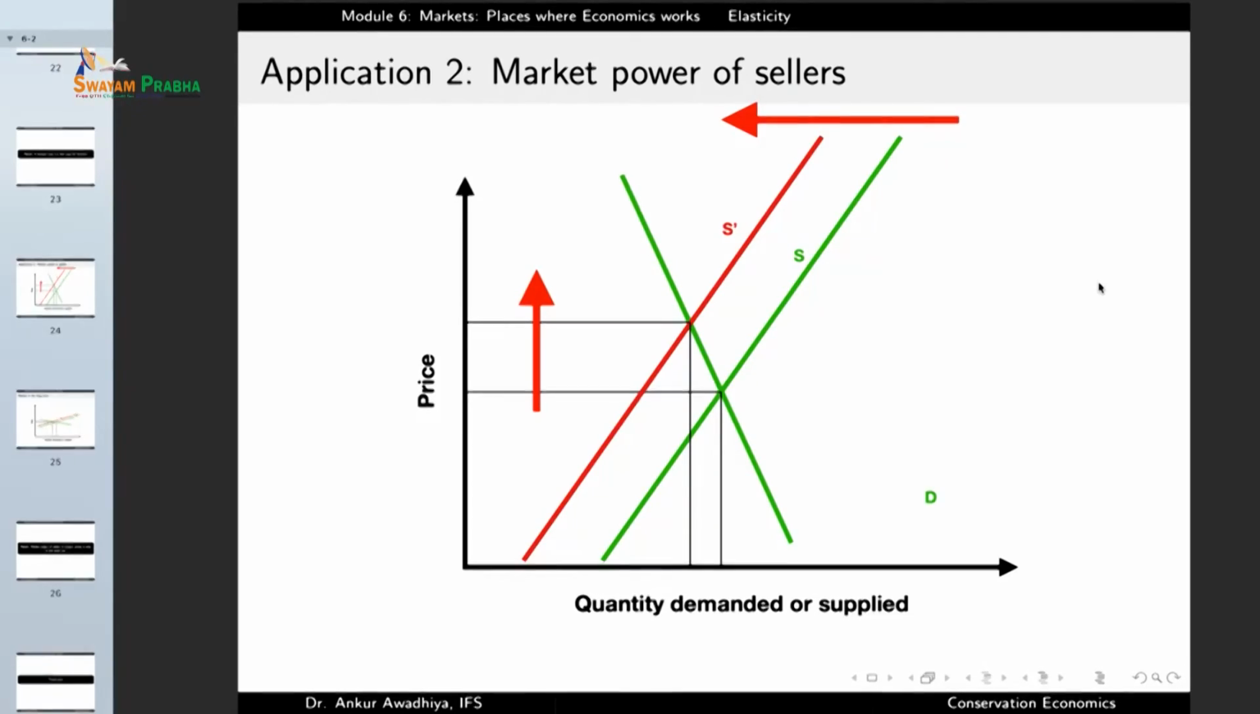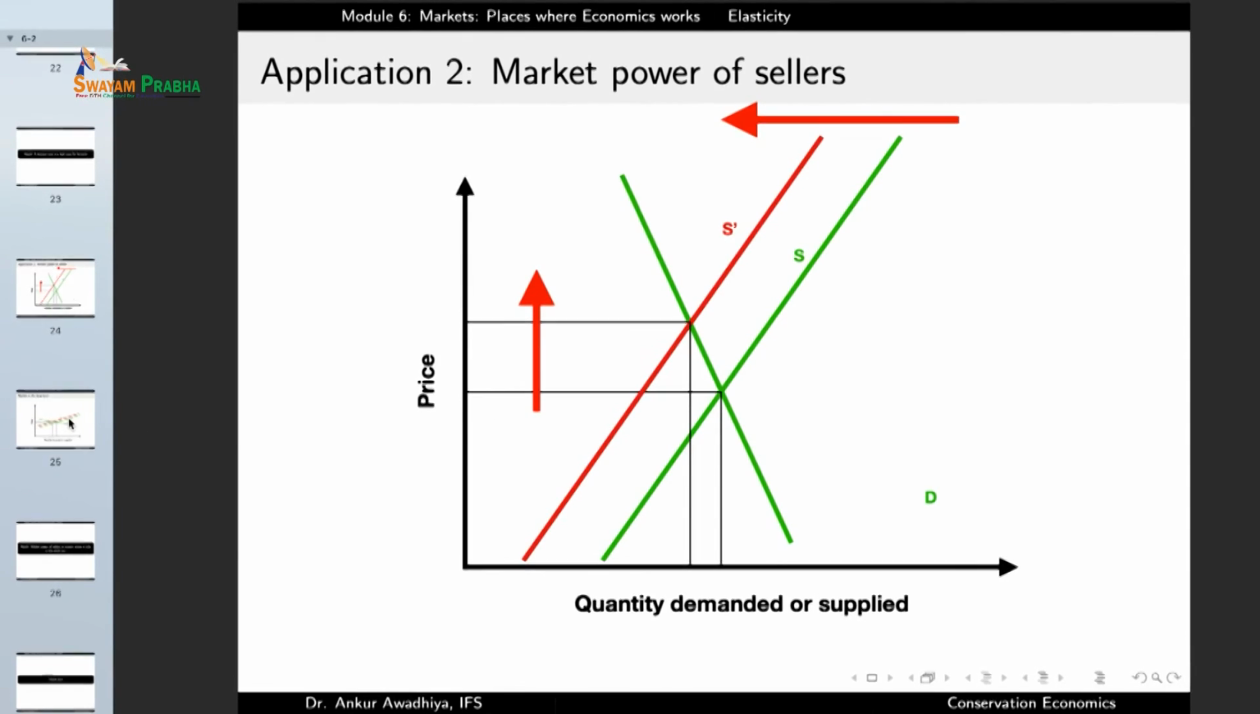Now, if you will remember, when we talked about a perfectly competitive market, it means that the sellers and the buyers should not have the ability or the power to change the prices. But if the demand and supply are inelastic, then the sellers have a great amount of market power. But then this is in the short term.